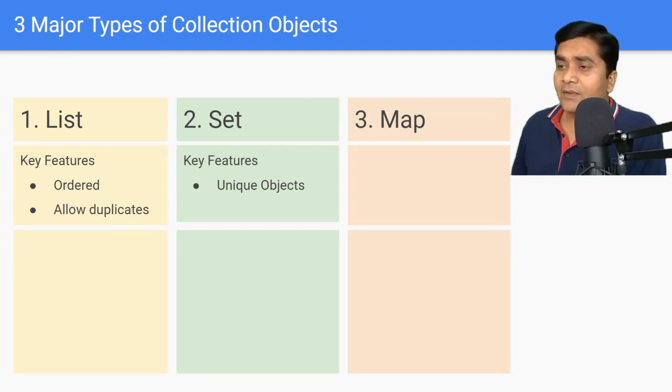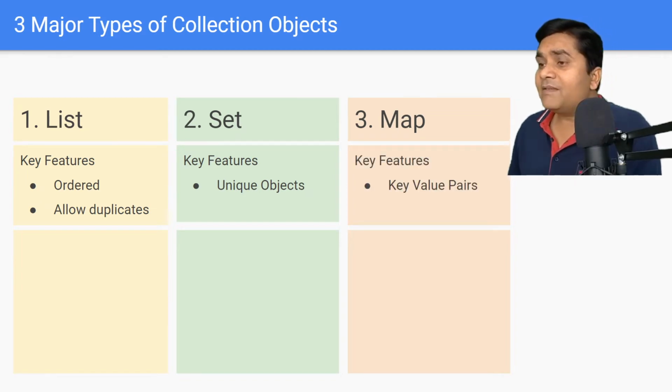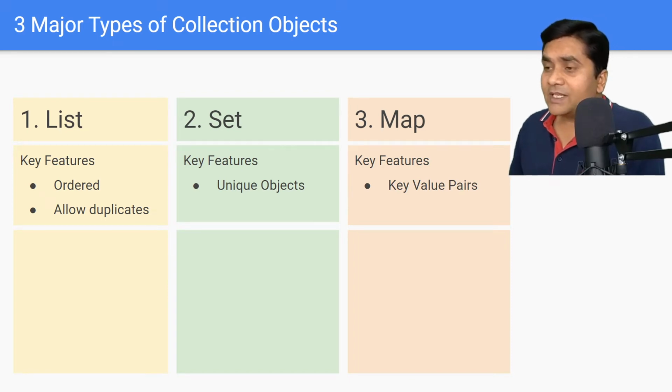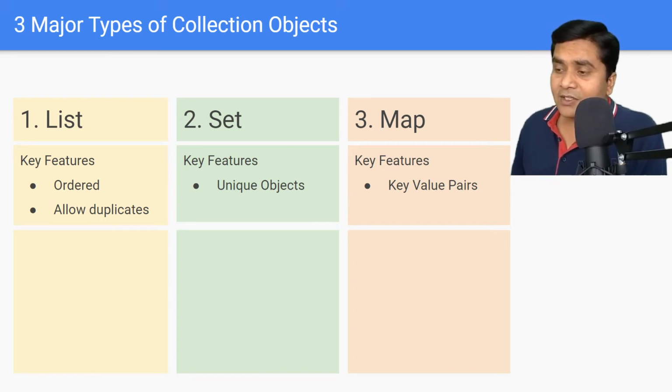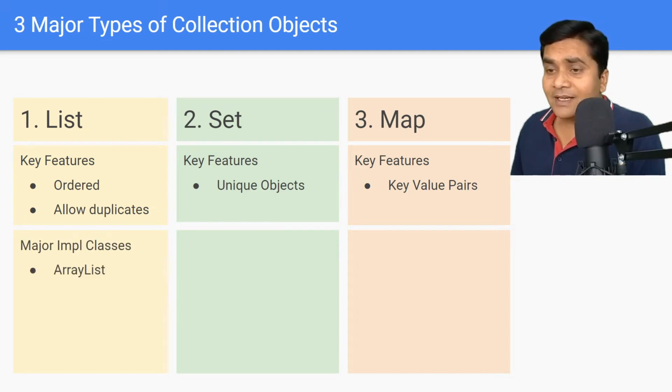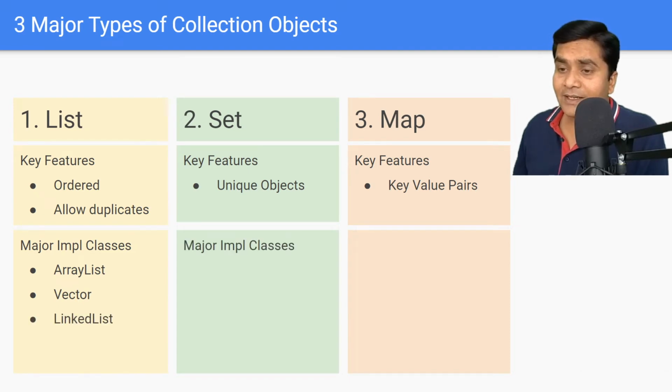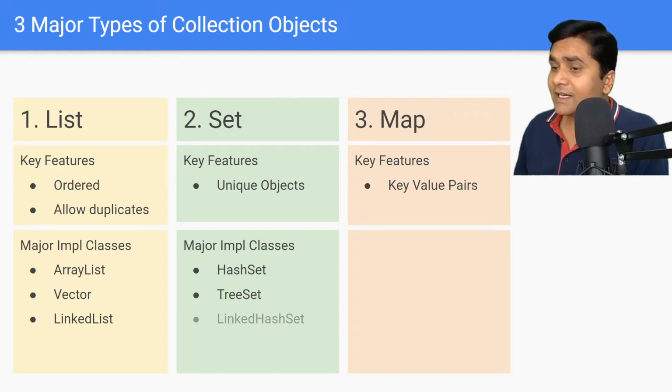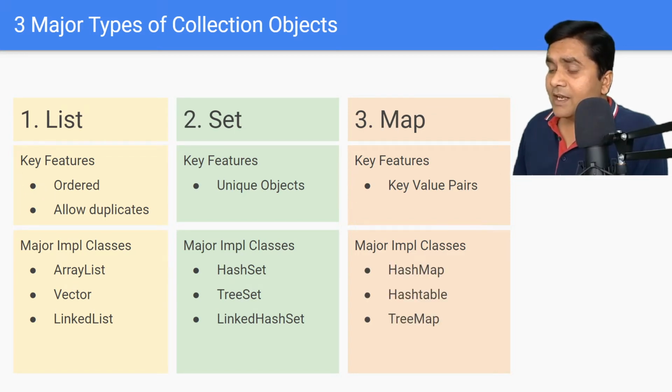And the map is a key-value arrangement, just like the associative array or dictionary. In Python it is a dictionary, and an associative array in PHP, right? The major implementation classes for the list are List, ArrayList, Vector, LinkedList. The major implementations for set are HashSet, TreeSet, and LinkedHashSet. Similarly, the major implementations for the map are HashMap, HashTable, and TreeMap. The important thing is that in the case of HashTable, the t is small.